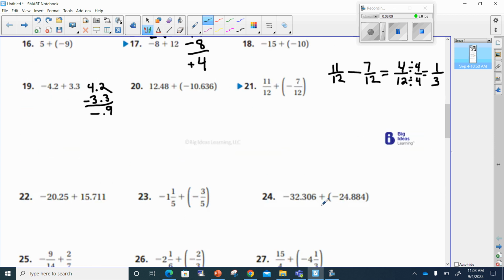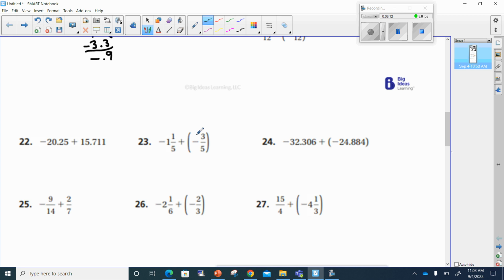All right, let's go to number 23. Now we got a negative mixed number minus a fraction. Well, let's stack it up here. We got negative 1 1/5, and we're subtracting 3/5. So please remember the rule for this, okay? When my signs are the same, I find the sum. Some people might be confused with this subtraction sign, but remember, we're adding a negative number.